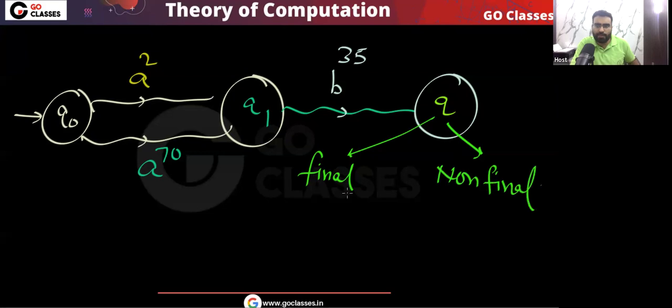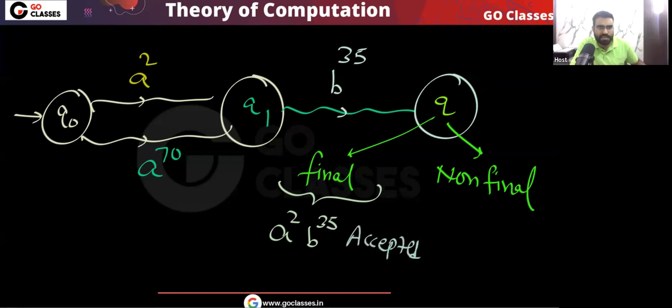If I go to final, then problem. And if I go to non-final, then problem. See, if I go to final, then what will happen? This string is accepted. Should this be accepted? Tell me. This string is accepted, and that is a problem.